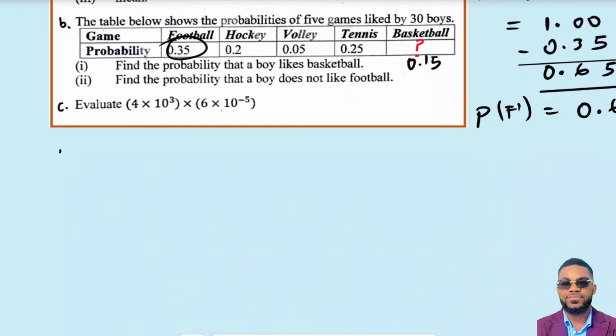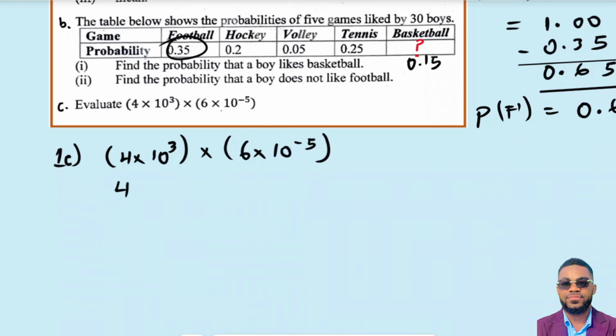Now let's get the last question. So we have 1c here. And this is the expression we have to evaluate. 4 times 10 exponent 3, times, in brackets, 6 times 10 exponent negative 5. So that's the expression. So let's expand, let's remove the bracket here. So we're going to get 4 times 6 by 10 exponent 3 times 10 exponent negative 5. So 4 times 6 is going to be 24 times. So I can use the laws of indices for these two.